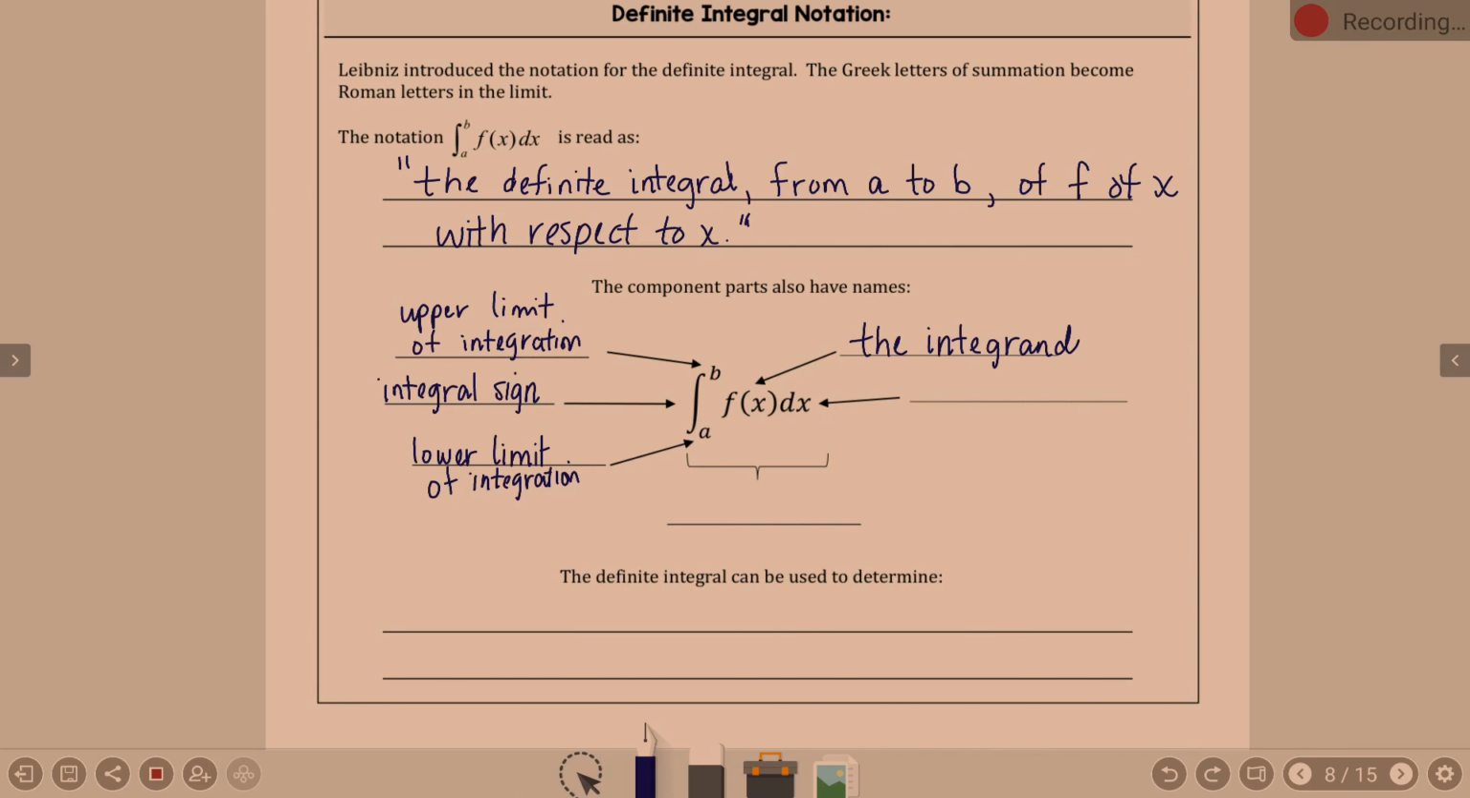Okay. dx just says that the variable of integration is x. Variable of integration is x. Okay. And then that bottom blank is for the name of the whole thing. Definite integral. It is the definite integral.